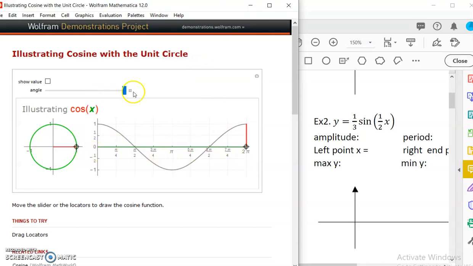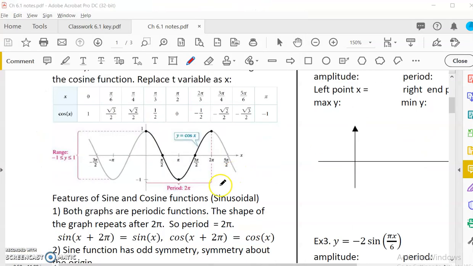In this particular program, they don't allow me to move to 4 pi and 6 pi, but you can visualize that if I move this again, the graph will plot from 1 and then down again. So both sine and cosine are periodic functions. You can see I graphed it in the notes here: start from 1 to 0, then to -1, back to 0 and to 1.